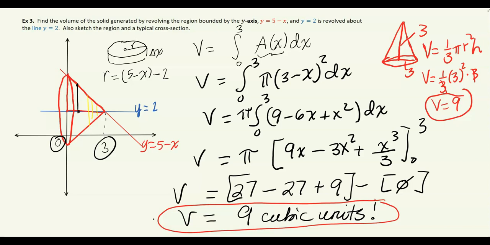So anyways, be on alert as far as what's the easiest, most efficient way. Do you always have to do calculus? No. In this picture, you should be able to recognize that it's a cone, 1/3 pi r squared h, and you would have gotten the same answer. Okay, that is it for this problem.